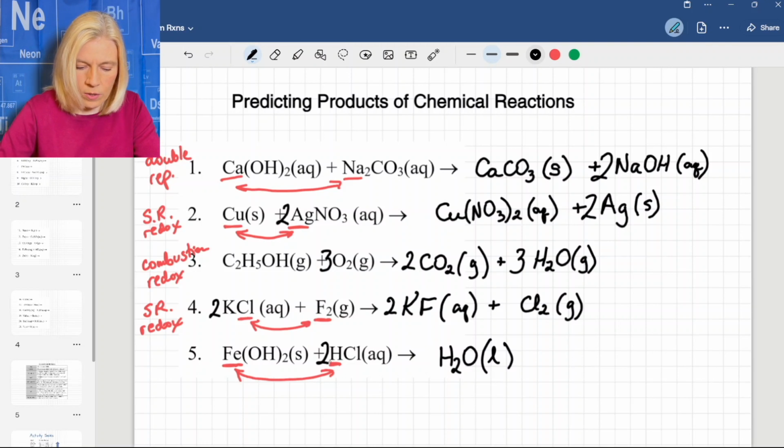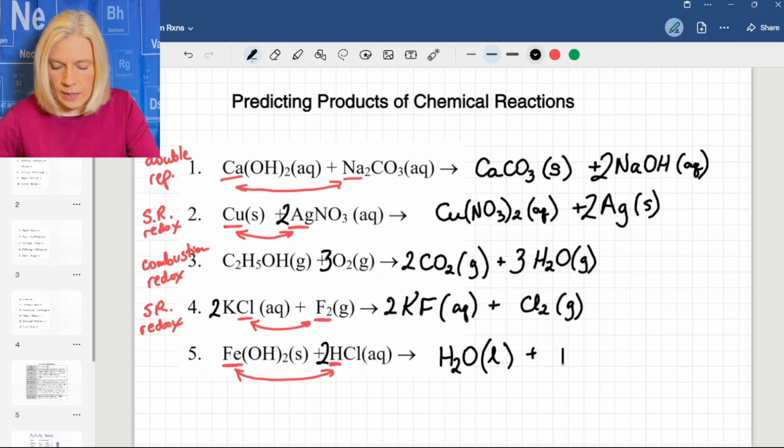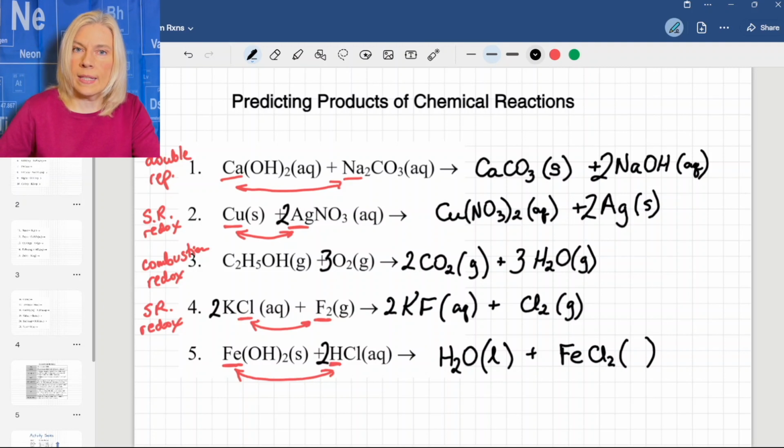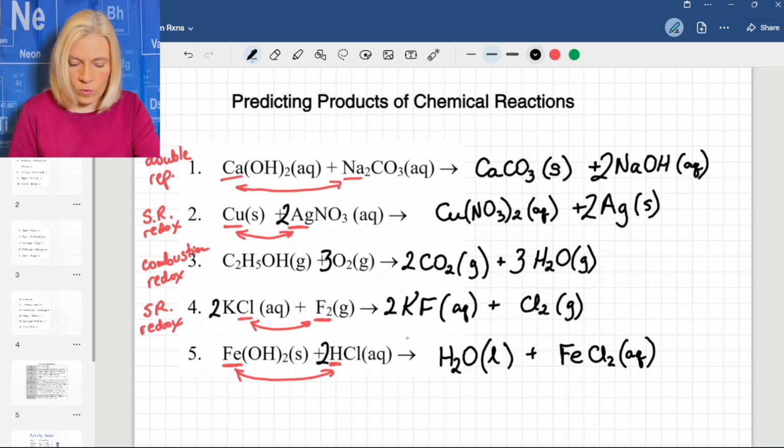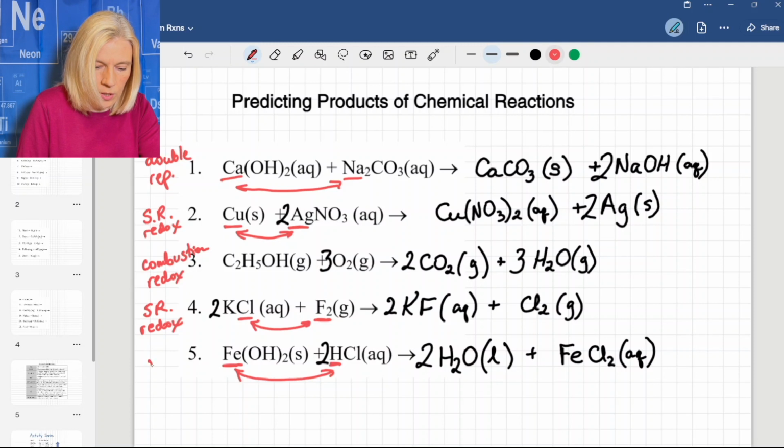So this has to be 2 to help me. And plus, it will be iron 2 chloride. And I know my chlorides are soluble except with heavy metals, which are mercury, silver, or lead. And this is iron, so this is AQ. And I need to balance this. So here we go. This is now balanced. So this is our double replacement reaction.